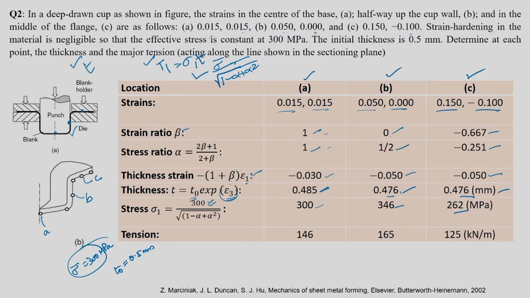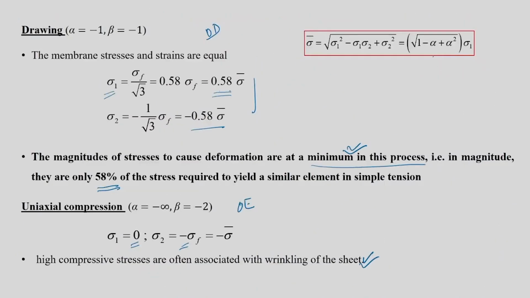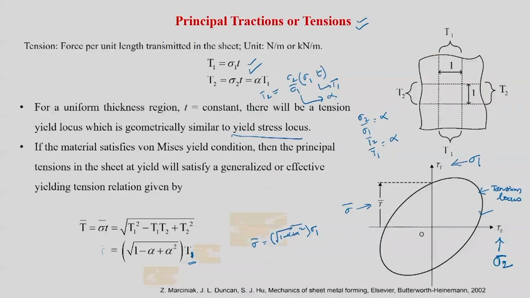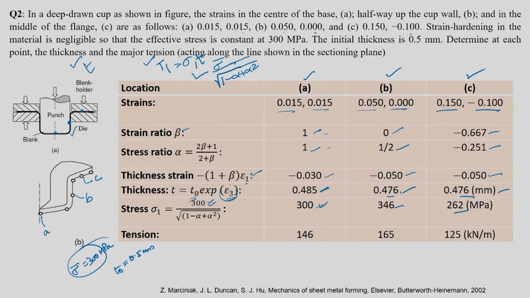You can see that sigma bar and sigma 1 are equal, isn't it, for balanced biaxial stretching? That is what we have seen in the previous one. So that is what we got here in this problem as well, which means it is good. Then if sigma 1 is known to you, sigma 1 into T will give you T1, that is major tension. T is already known. 300 into 0.485, 346 into 0.476, 262 into 0.476, you will get these three values.